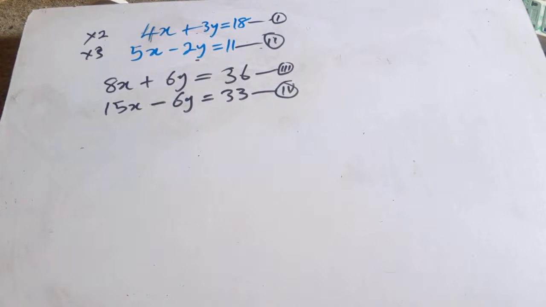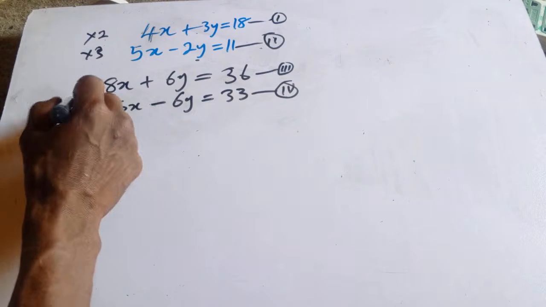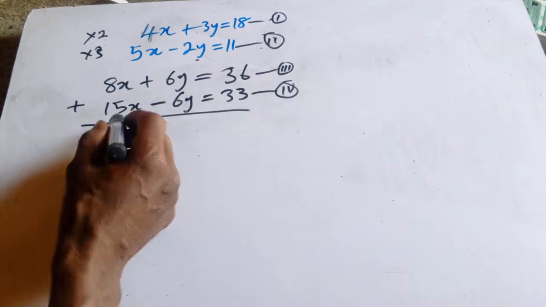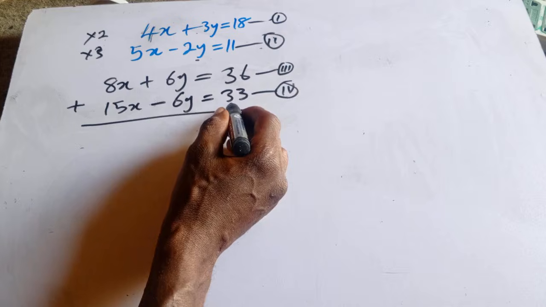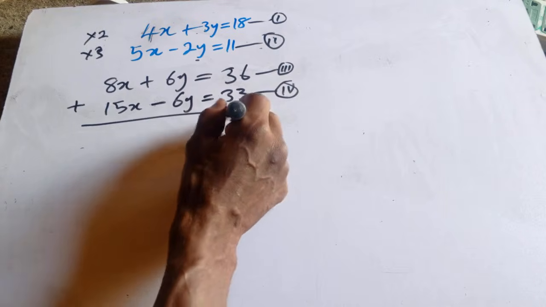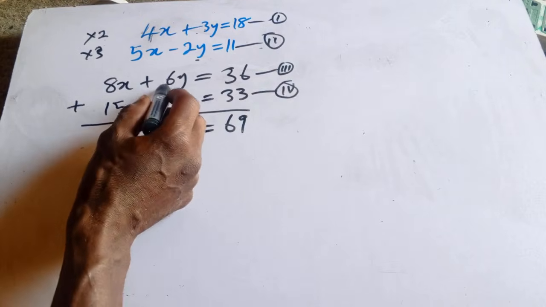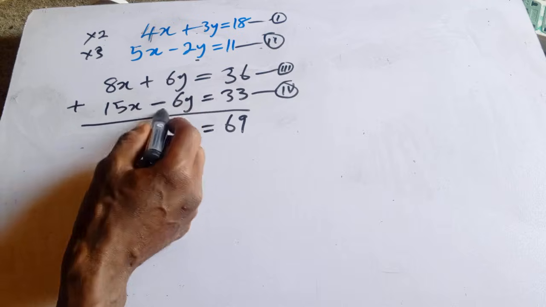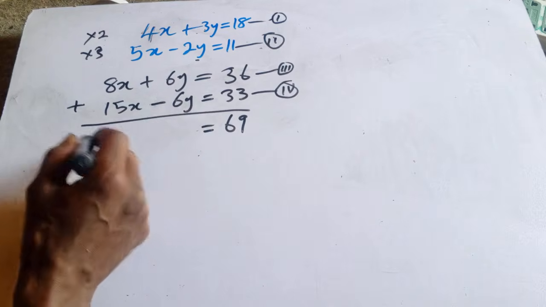Next thing to do, we're going to add equation 3 and equation 4 together. Okay, that's 6 plus 3. Here you get 69. That is, 6y plus minus 6y. Here is 0. No need for writing the 0 here.